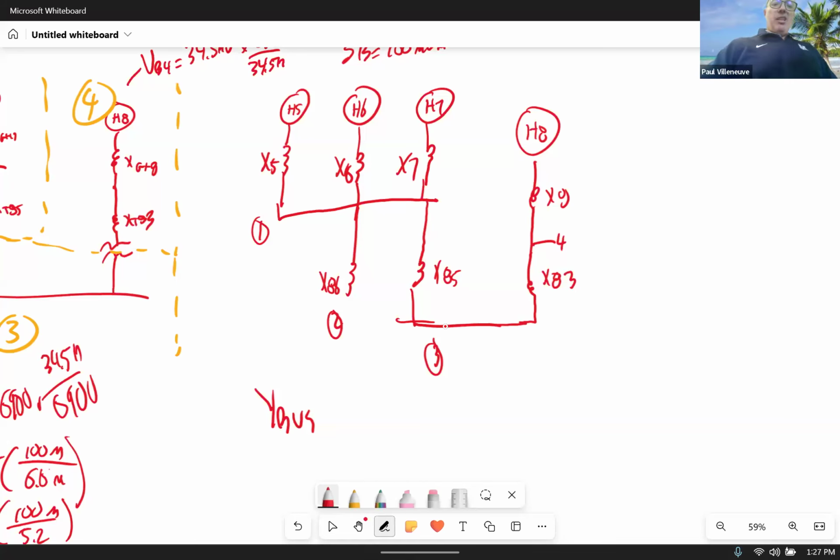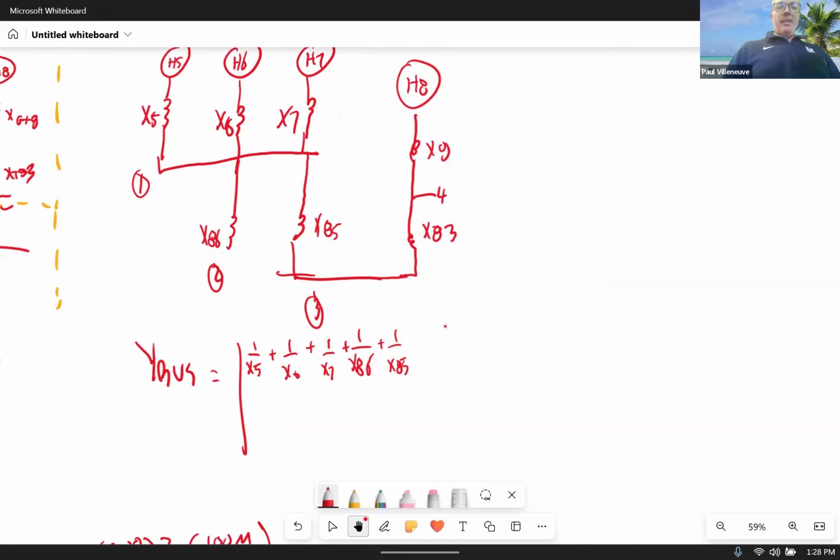So my Y bus here is going to be equal to 1 over x5 plus 1 over x6 plus 1 over x7 plus 1 over x86 plus 1 over x85. That's my first Y bus.